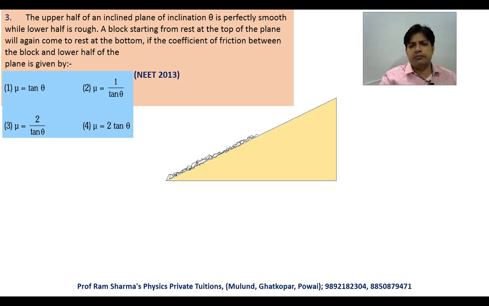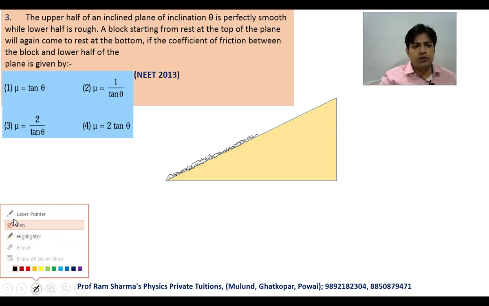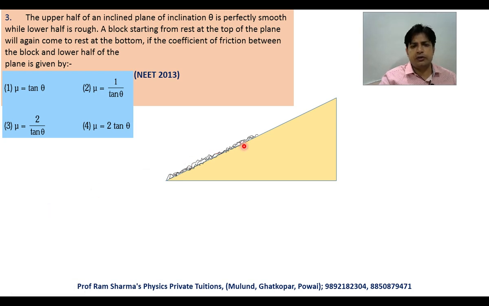So I have depicted by drawing some irregular lines, and that will give you a feeling that there is a friction here. In this part there is a friction. A block starting from rest at the top of the plane will again come to rest at the bottom if the coefficient of friction between the block and the lower half of the plane is given by. Let's find out the coefficient of friction.